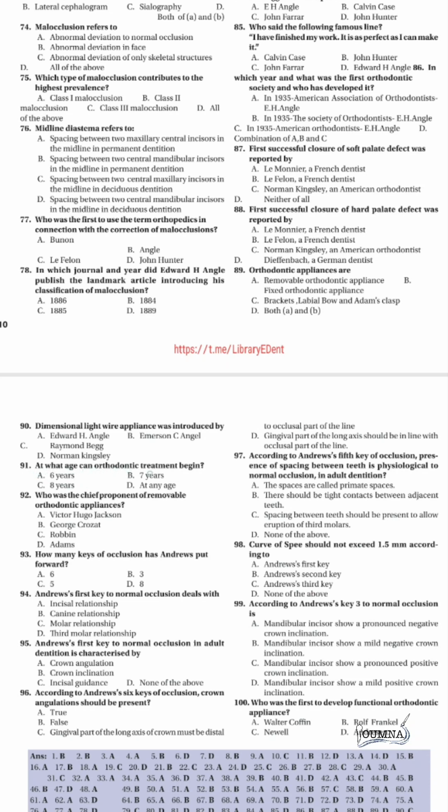At what age can orthodontic treatment begin? It can begin at 6 years, which is the start of permanent dentition, which is the first phase of the mixed dentition, we can say. But we said that the optimum time is the late primary dentition and the early mixed dentition.